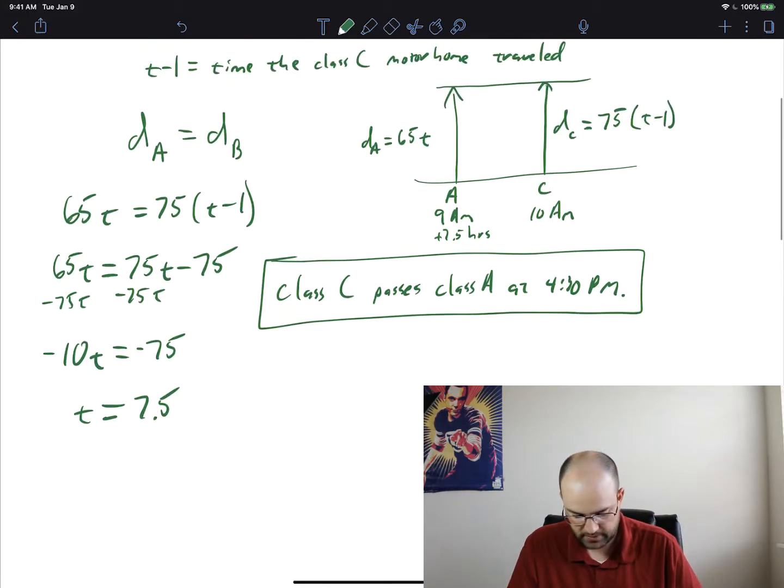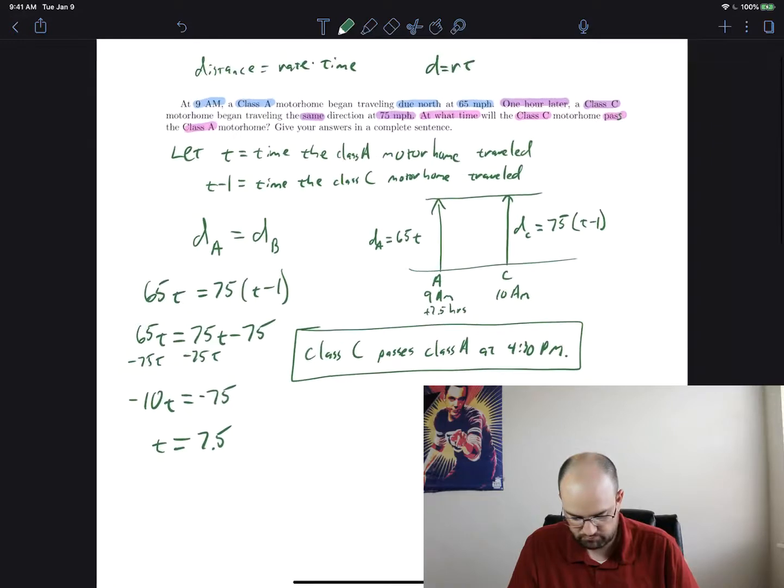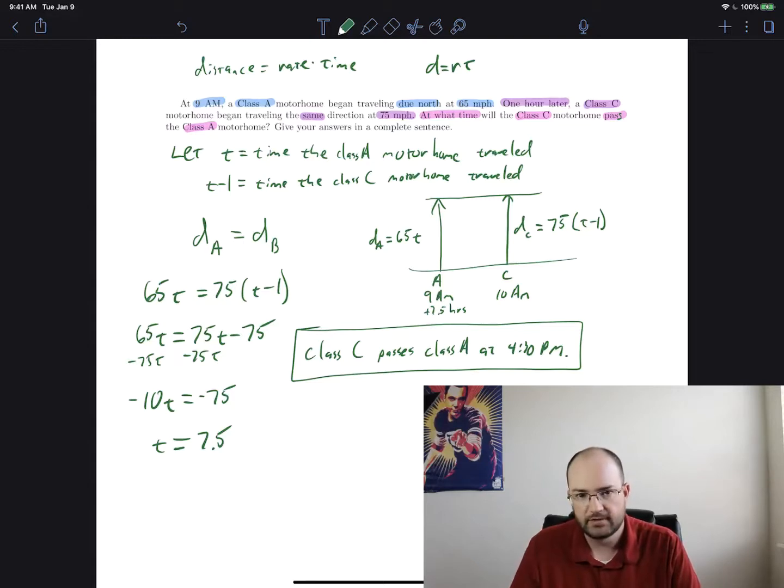Excellent. Notice in all of this, I never cared what the actual distance is. It doesn't matter. The only thing that matters is the time here, and the fact that the two distances are equal to each other.